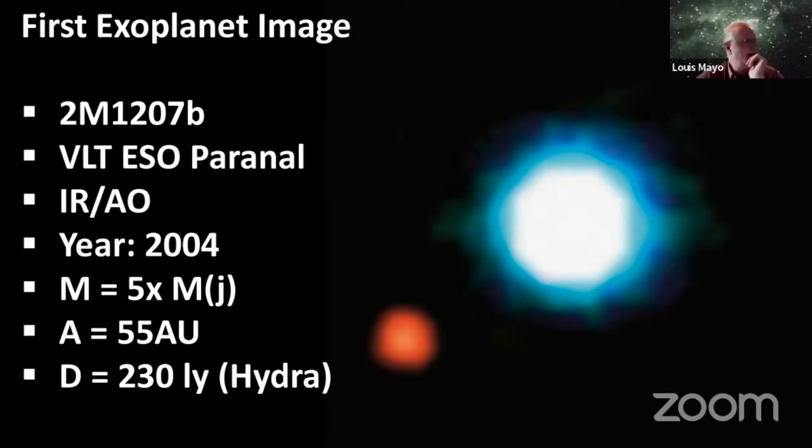This picture was taken back in 2004, and it's no surprise, I think, that the planet that was imaged here is 5 Jupiter masses in mass. Right? It's a big planet. Therefore, it has a large surface area, and it's reflecting lots of light. So that's what you would tend to find. It's orbiting at about 55 AU from its star. It's 55 times the Sun-Earth distance. And it's about 230 light years away. So this was the very first, back in 2004, image of an exoplanet.